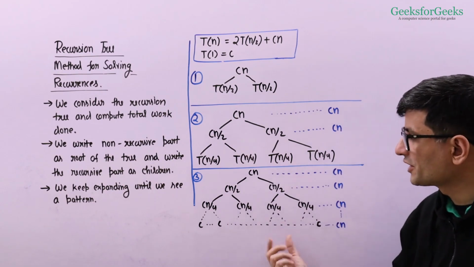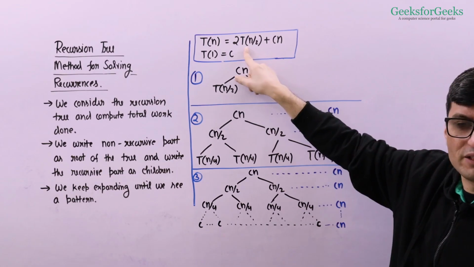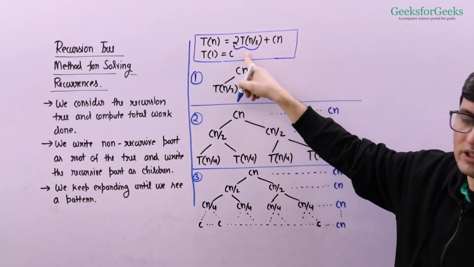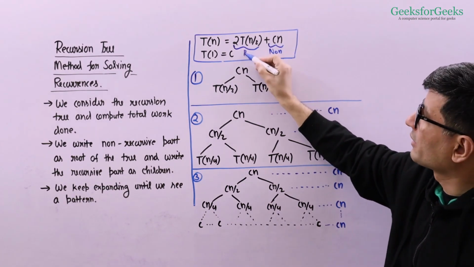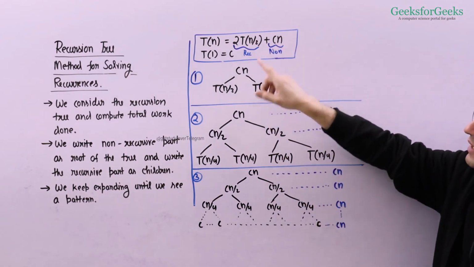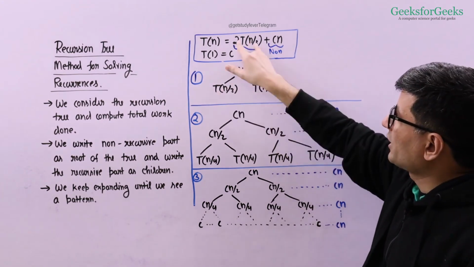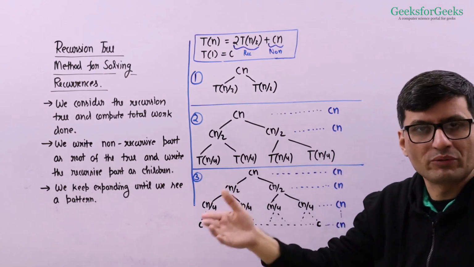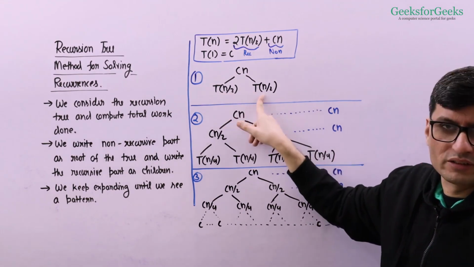How do we draw this recursion tree? So these are the steps. If you see the recurrence relation that I have here, we have a recursive part and a non-recursive part. There are two recursive calls, and this is the non-recursive part. So we write the non-recursive part as the root of the tree first. Then we write the two recursive calls. There are two recursive calls here, that's why I've written two. If there were three, we would have written three. If there was one, we would have written one. So we write those two children here.